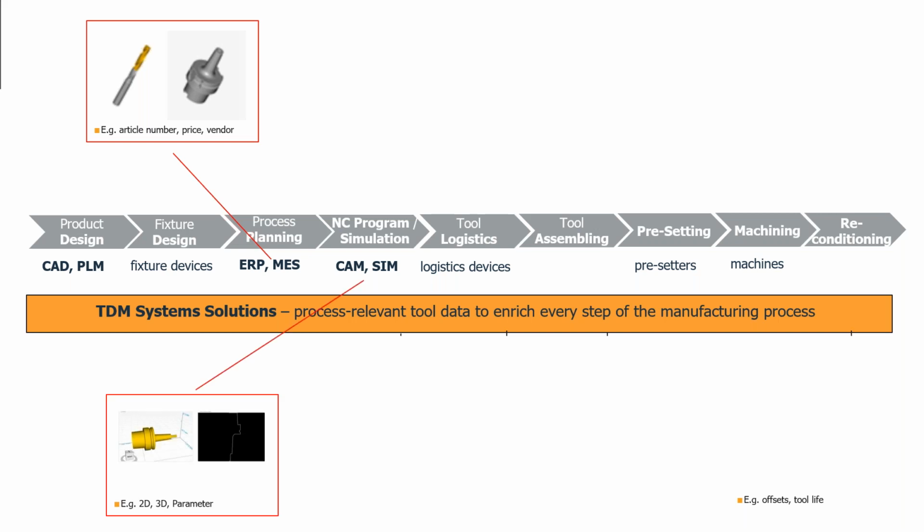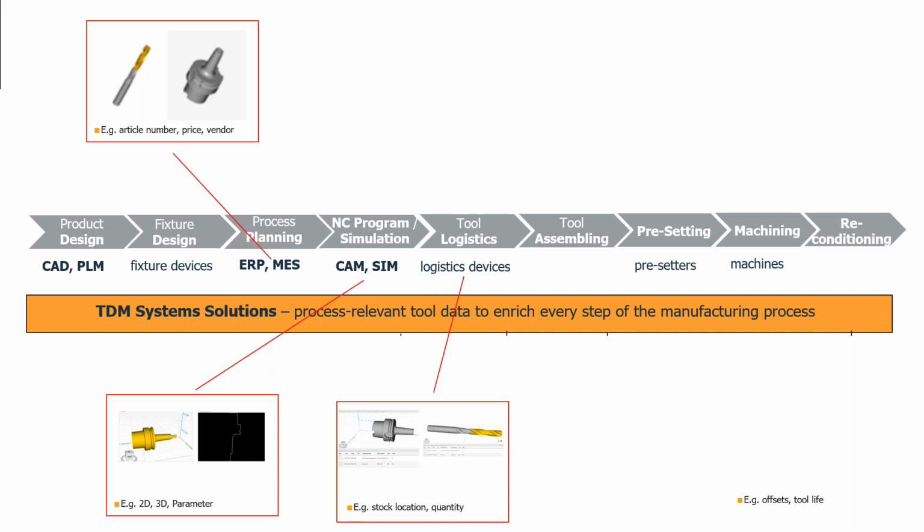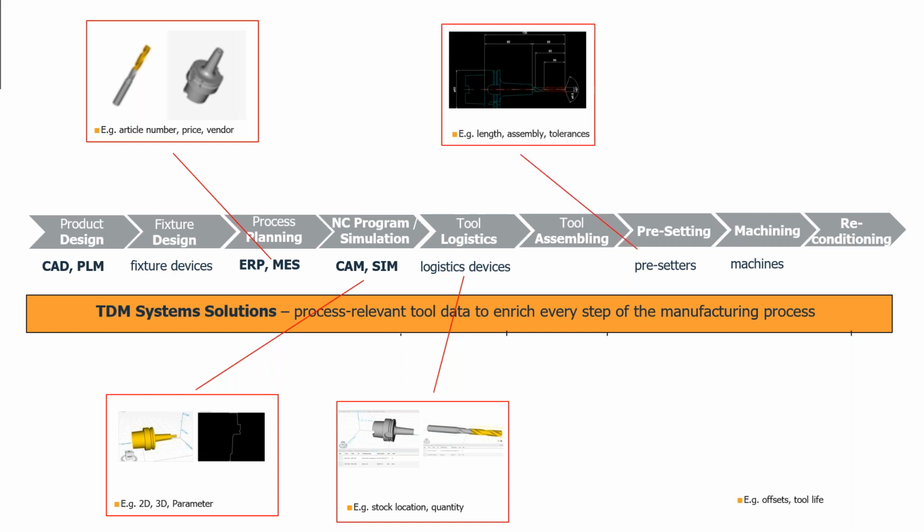But then if you look at CAM programming simulation, it's a different story. You need the tool assembly, and you need different models, like a 2D model, a 3D model. You need parameters in order to do your programming. If you go further down this value stream, if you have a vending system, you want to have the tool assembly, but broken down in the bill of materials. So you have the components you need in order to assemble a tool, and you need a stock location, a quantity, things like that. And a little bit further down the road, you have the presetter. The presetter needs an assembly drawing, a tool length, a diameter, tolerances, things like that. And then last but not least, the machine needs, for example, tool offsets or tool life, things like that.